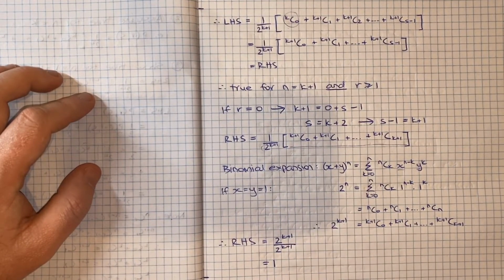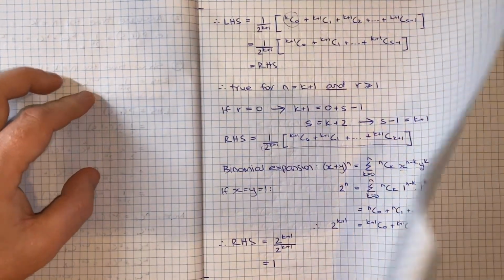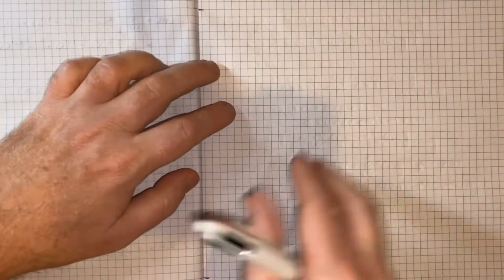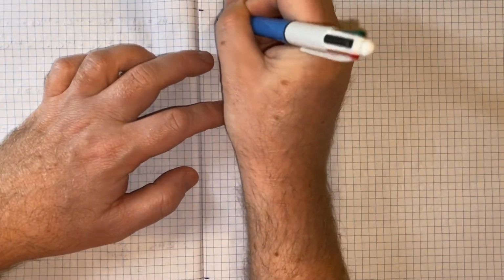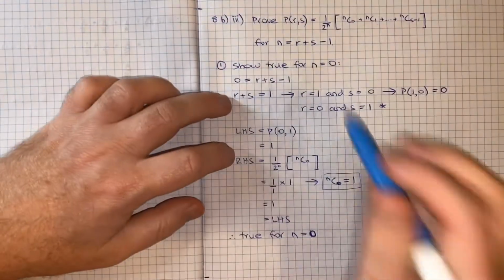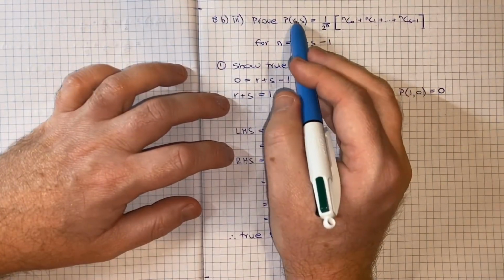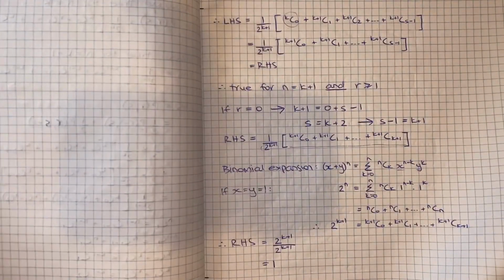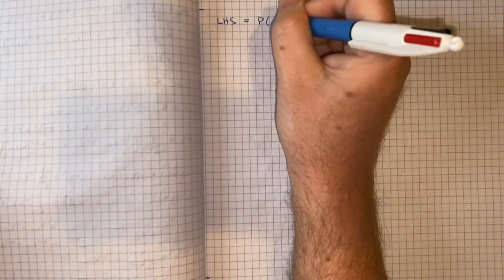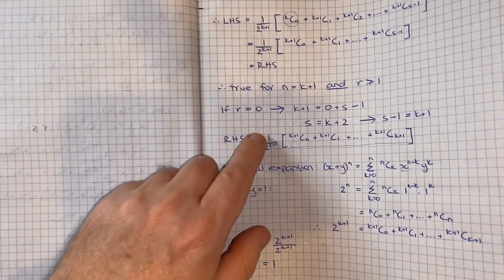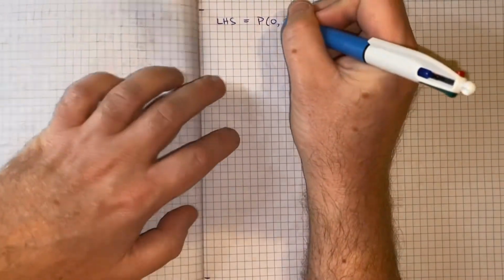What about our left hand side? So I might have to turn over. Our left hand side is p of r, s. Now remember, we're in r is 0 territory. So p of 0, comma, and s we worked out is k plus 2.